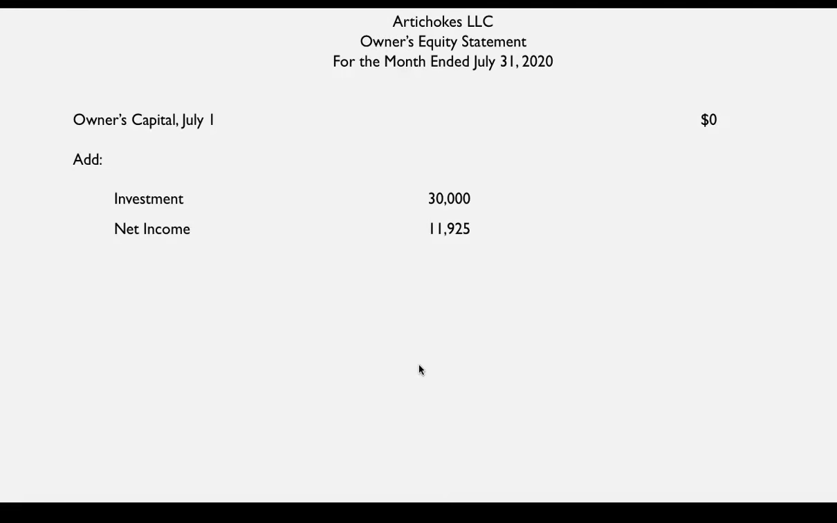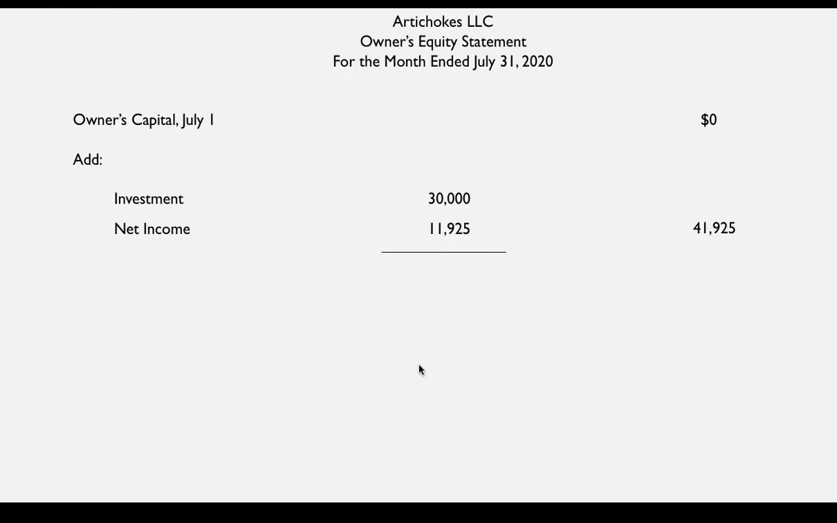So those are our two pieces that we will put into the add section. And you can notice they're in the middle, right? Because we're going to have to do math. So we draw a line and we add those two numbers up, the 30,000 and the 11,925. We add them up and we put that number over on the far right. So that's how we get that 41,925.